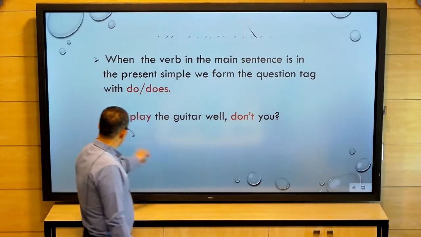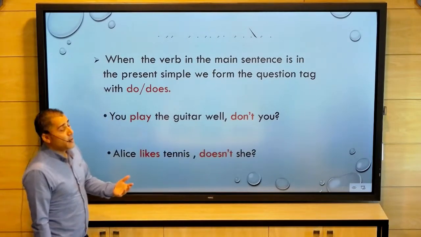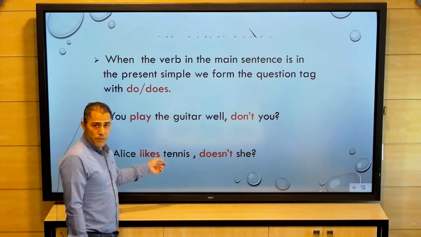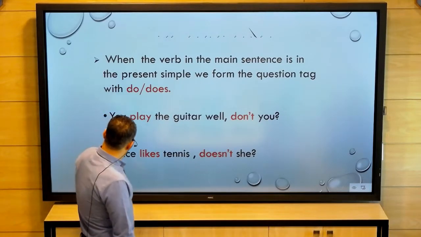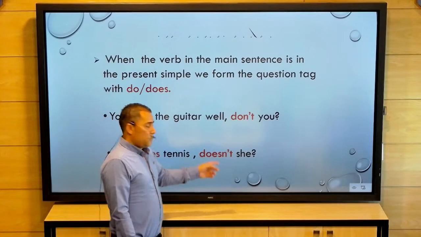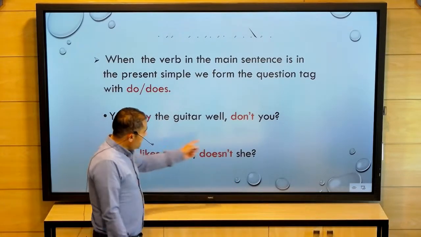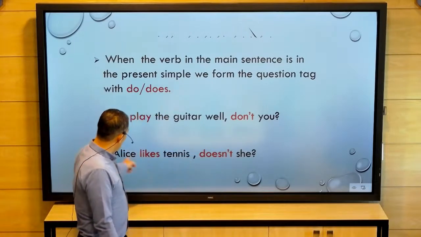Alice likes tennis. Here we have the verb like, with the third person S. Doesn't she? We have to bring does, put it in the negative, doesn't, and the appropriate subject pronoun for Alice is she.